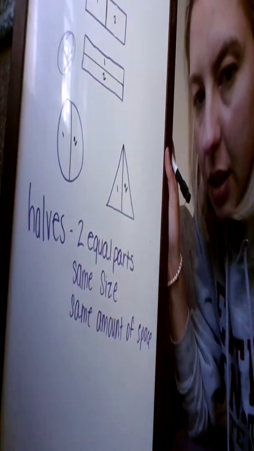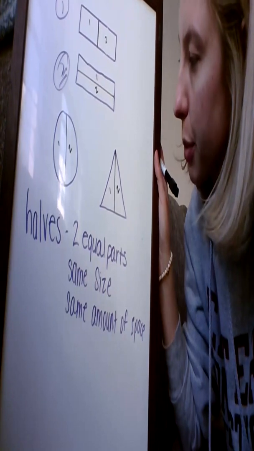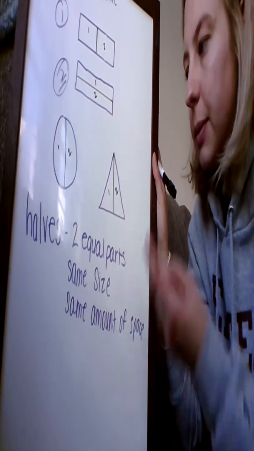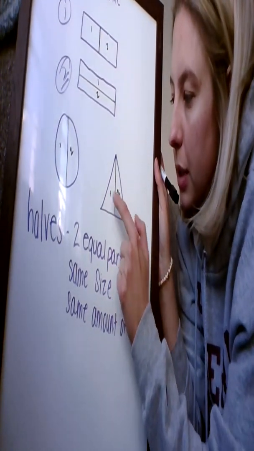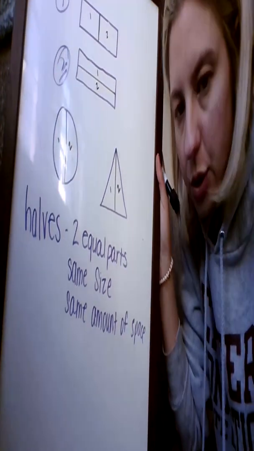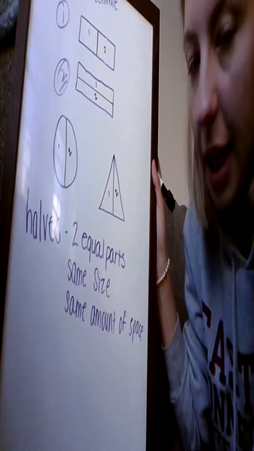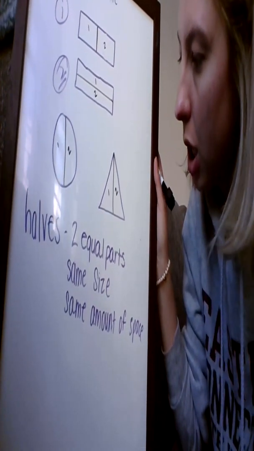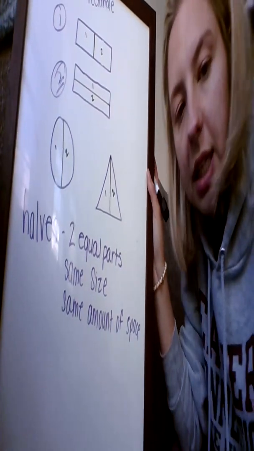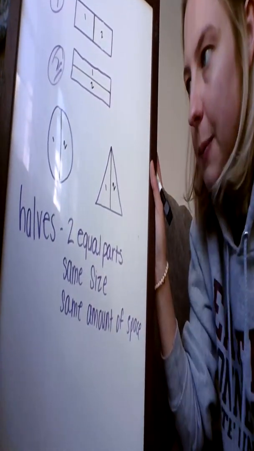Let's look at that. Here's my triangle. I put a line through it, through half of it. I split it in half into two halves. Here's one half and here's the other half. Are number 1 and 2, both of the halves, equal parts? Yeah, they look equal. Are they the same size? Yeah, they look the same size. And do they take up the same amount of space? Yes, they take up the same amount of space.